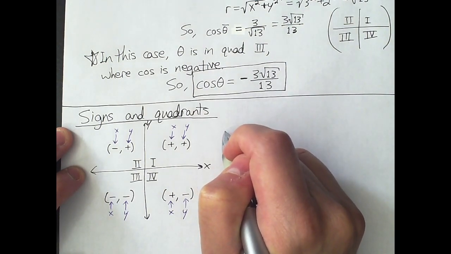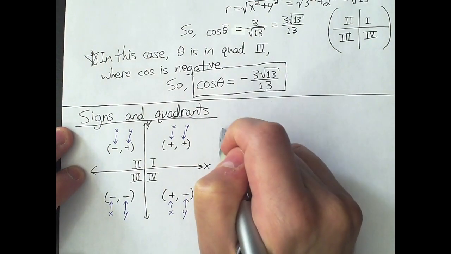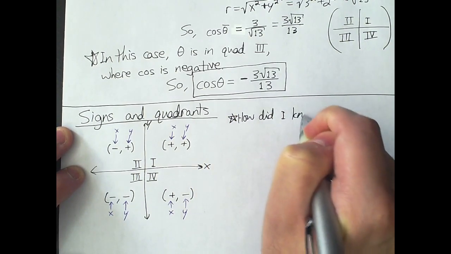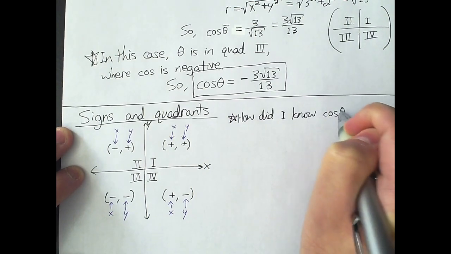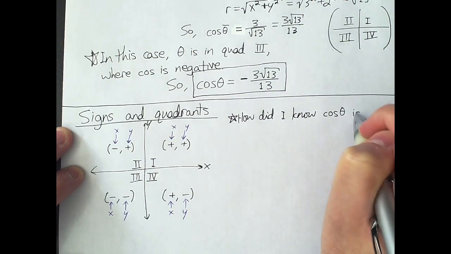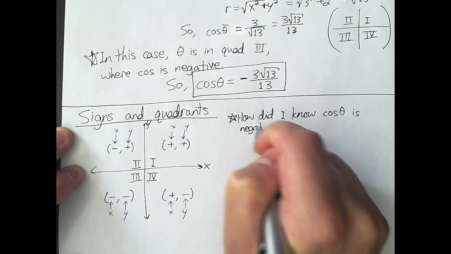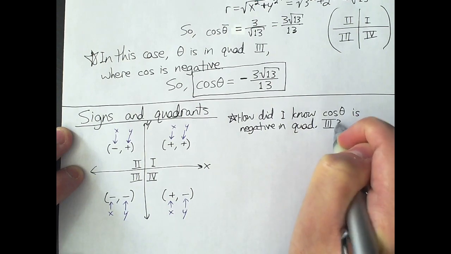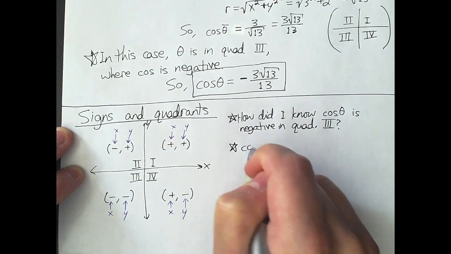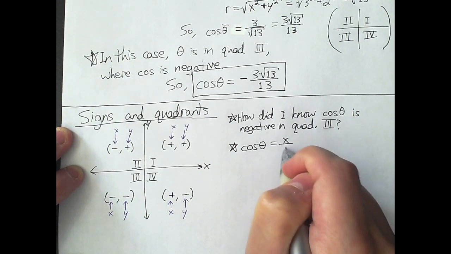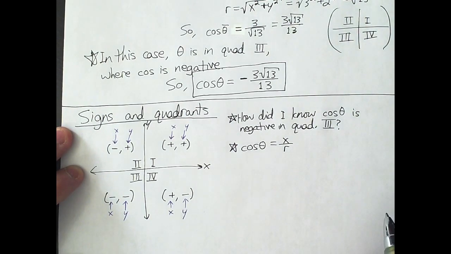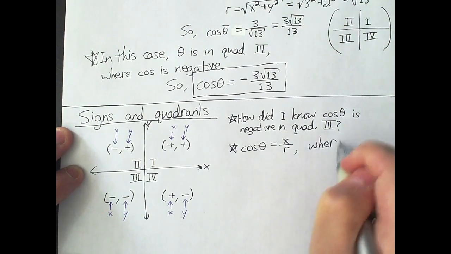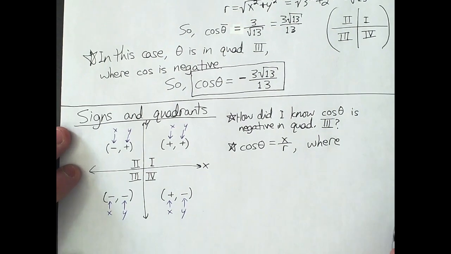So how did I know cosine was negative in quadrant 3? Well, let me write that. How did I know cosine is negative in quadrant 3? Well, cosine of theta is x over r, where I've got something to say about r.